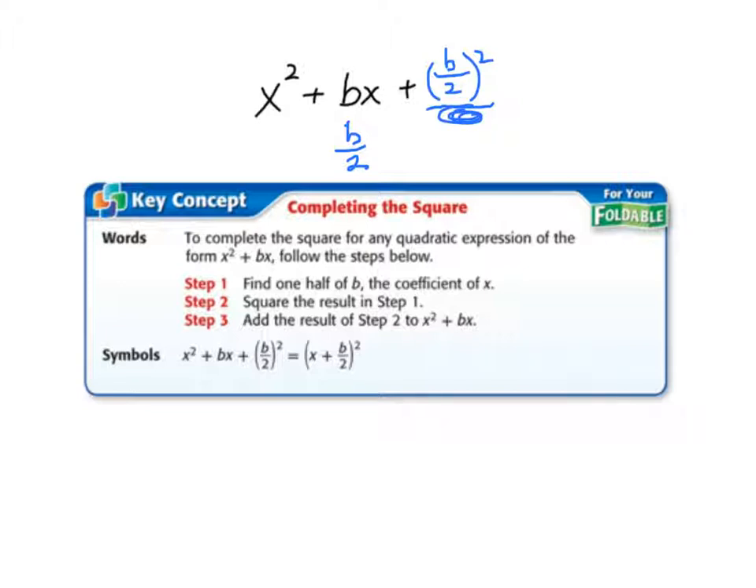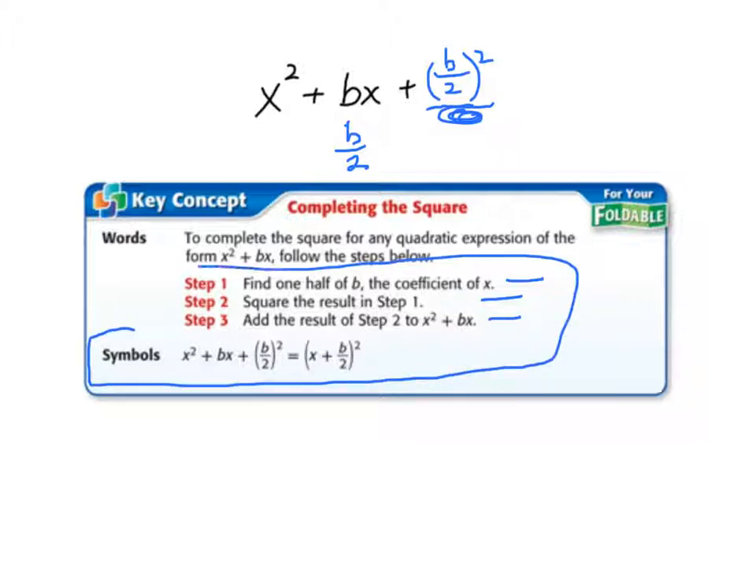So we're going to find 1/2 of b. That's our step. We're going to square it. We're going to add it. And then we're going to factor. So please be sure that you have all of this in your notes, because that's what we're fixing to do.